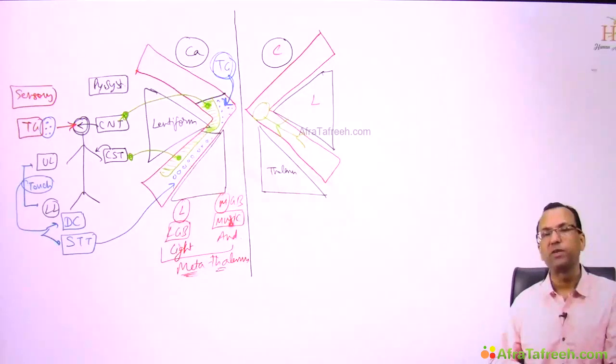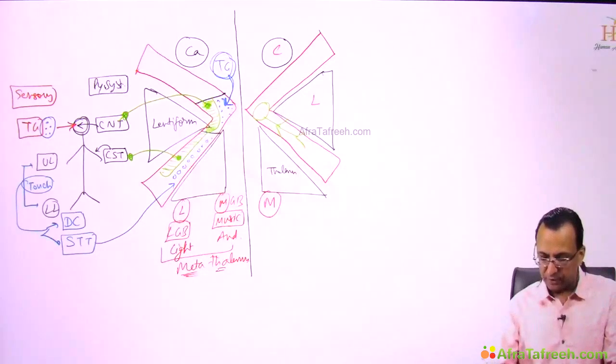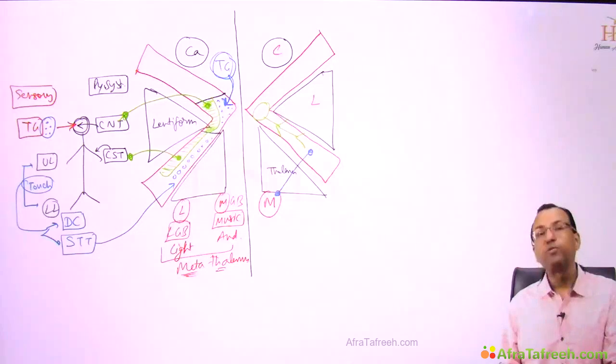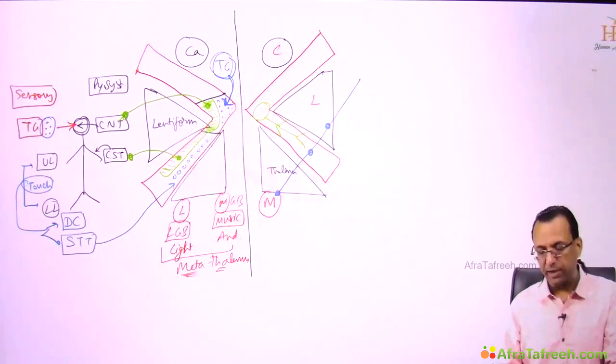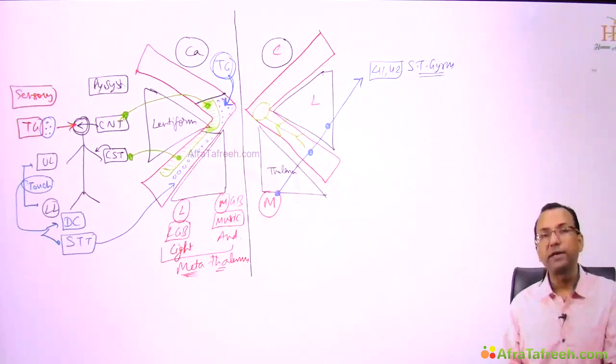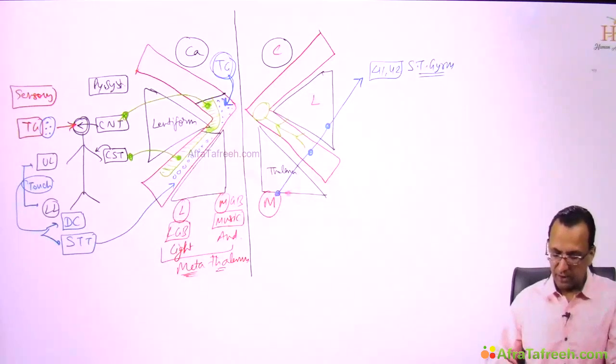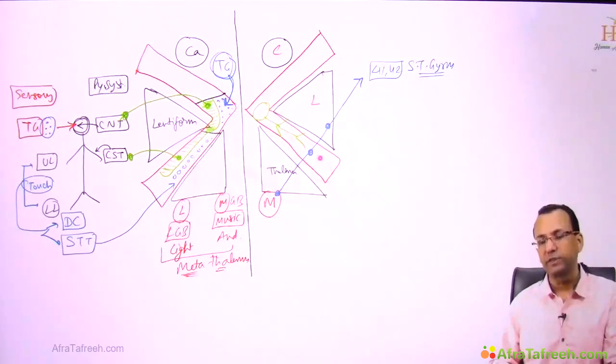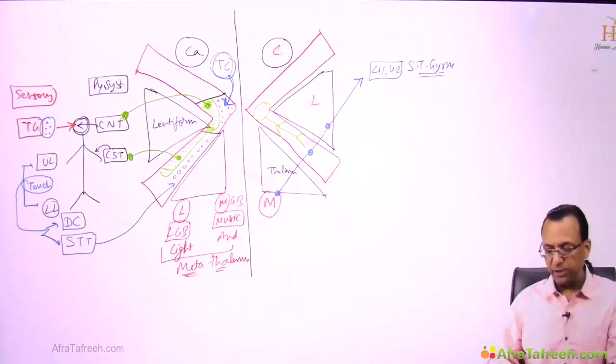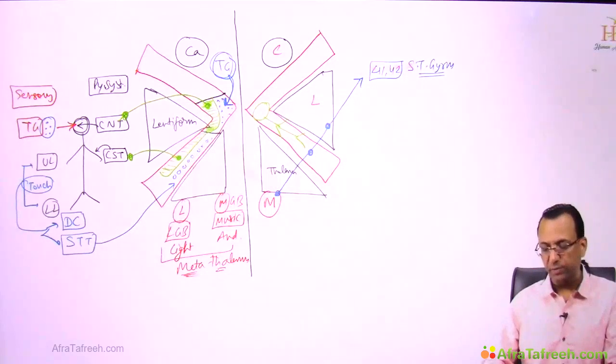Let us discuss the two pathways again. This is the medial geniculate body, and where is the pathway? The pathway from the medial geniculate body uses the posterior part of the internal capsule, passes under the lentiform nucleus, and reaches area number 41-42, the superior temporal gyrus, the auditory cortex.